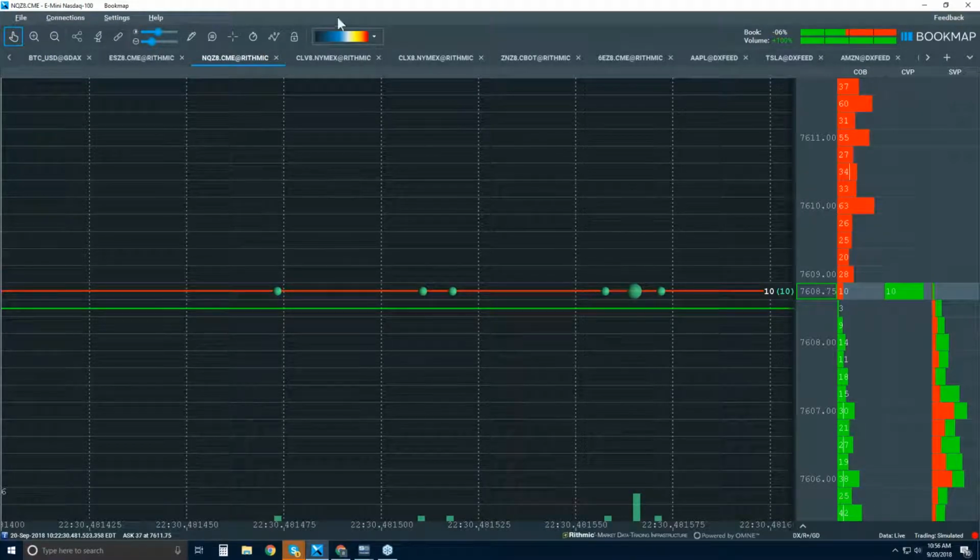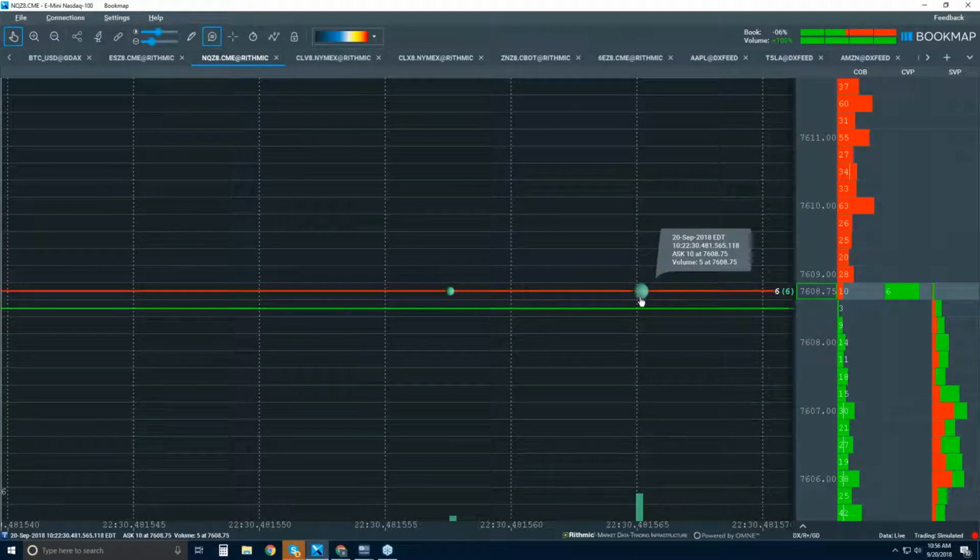If you want the volume data, you can use your data tip tool. You can zoom into these areas and see precisely what traded: the date, the time, with the timestamp down to the millisecond, what was on the ask at the price level, and the volume that traded at that price level. So this dot here is the aggressor, for a volume of 5.